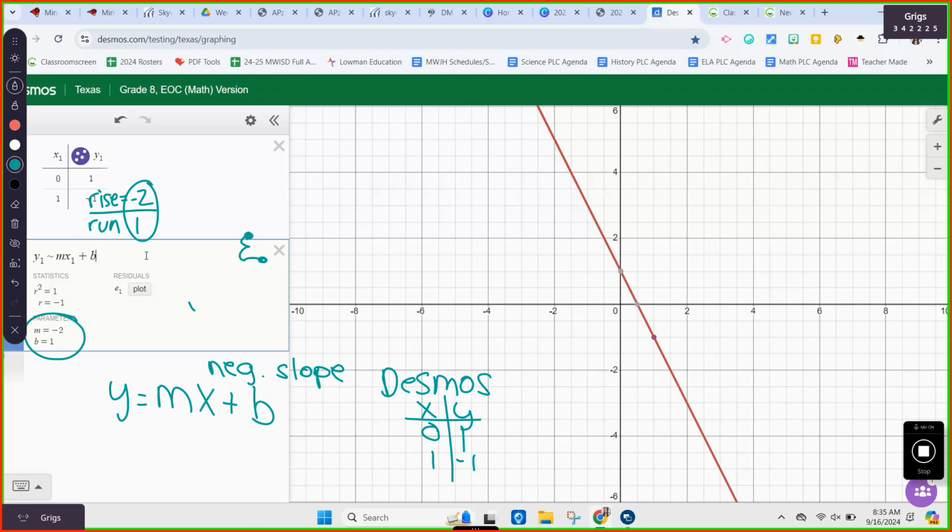What is the m representing? Slope. What is the b representing? Y-intercept. What is a y-intercept? Where the line intersects the y-axis. Okay, where the line crosses the y-axis. So if I look right here, that line is crossing the y-axis at -1.